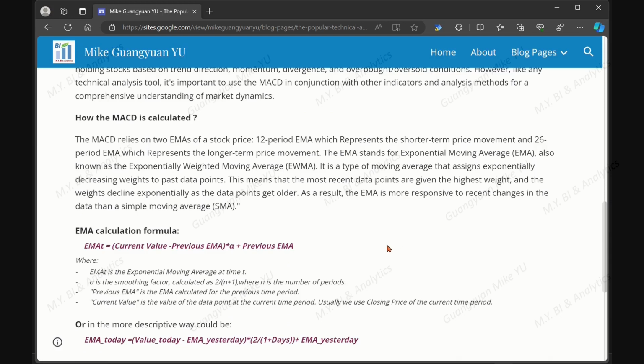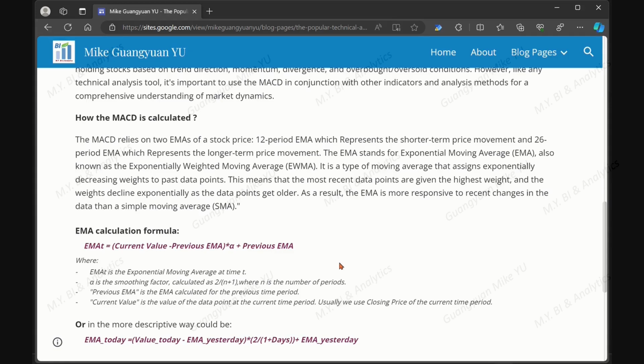The formula in a more mathematical way is EMA_t equals (current value minus previous EMA) times alpha, plus previous EMA, where EMA_t is the exponential moving average at time t. Alpha is the smoothing factor calculated as 2 divided by (n plus 1), where n is the number of periods. Previous EMA is the EMA calculated for the previous time period. Current value is the value of the data point at the current time period. Usually we use the closing price of the current time period.